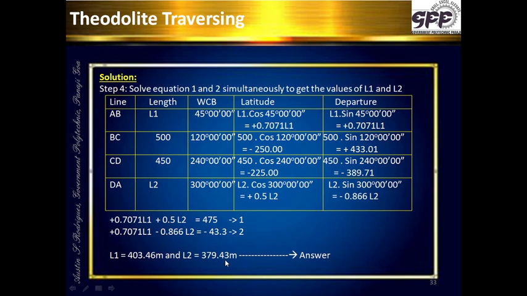That value of L2 we get as 379.43. Substituting the value of L2 in any of these equations gives us the value of L1. That is, L1 comes as 403.46 meters. Having solved this, we have got the answer. The two unknowns we have got: one is L1, which is 403.46 meters, and L2 is 379.43 meters. That's the answer. Thank you.